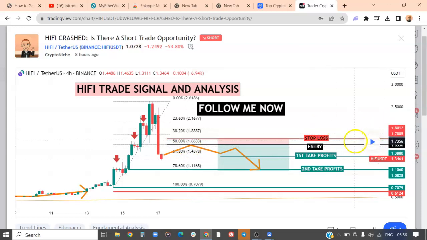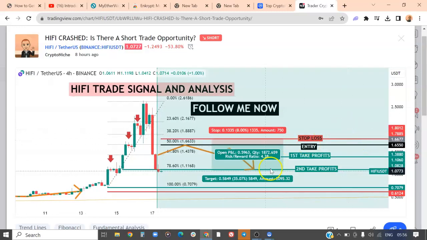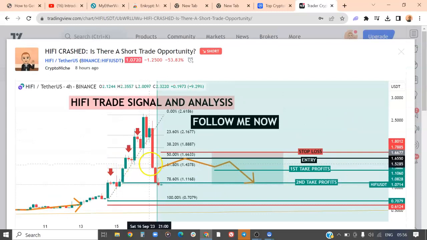Then look at this. What happened? Boom. You see that? It crashed from the entry points right there. So the previous point right there where I marked, as at this morning, it was around here. This morning, it has crashed below this point. But we didn't take that short because we are looking for better entry levels. Now, that's by the way.